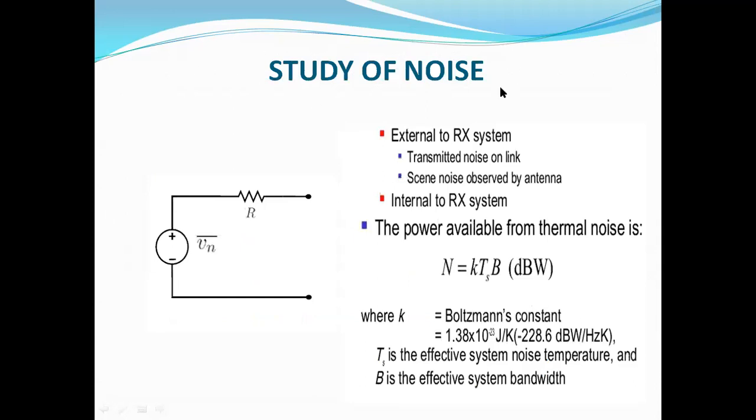Now we'll discuss a bit about noise. Basically, noise means unwanted interference from nature. In case of satellite communication, it may be noise due to cosmic noise, galactic noise, and all other atmospheric noise. And as we know, noise power is basically KTB. K is the Boltzmann constant.